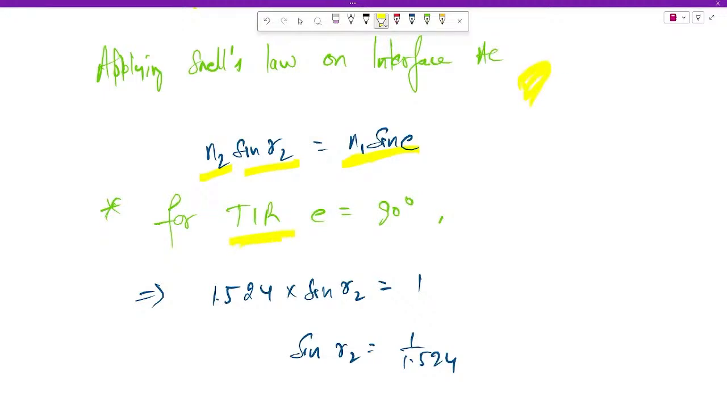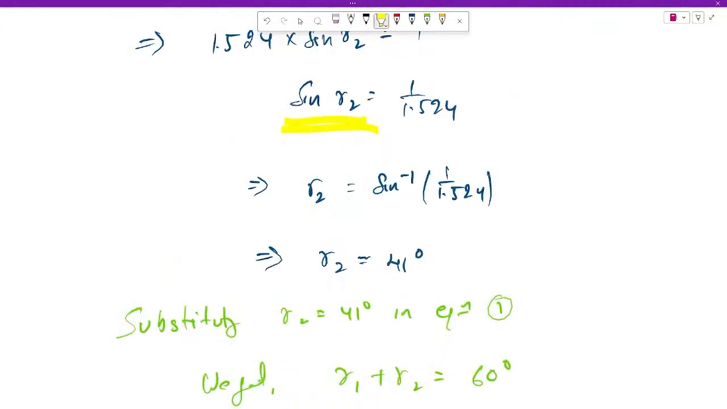Now for total internal reflection, as we discussed, e would be equal to 90 degrees. So substituting the value, we will get sine r2 equals 1 by 1.524. Now r2 would be equal to sine inverse of 1 by 1.524. This will give us r2 the value of 41 degrees.